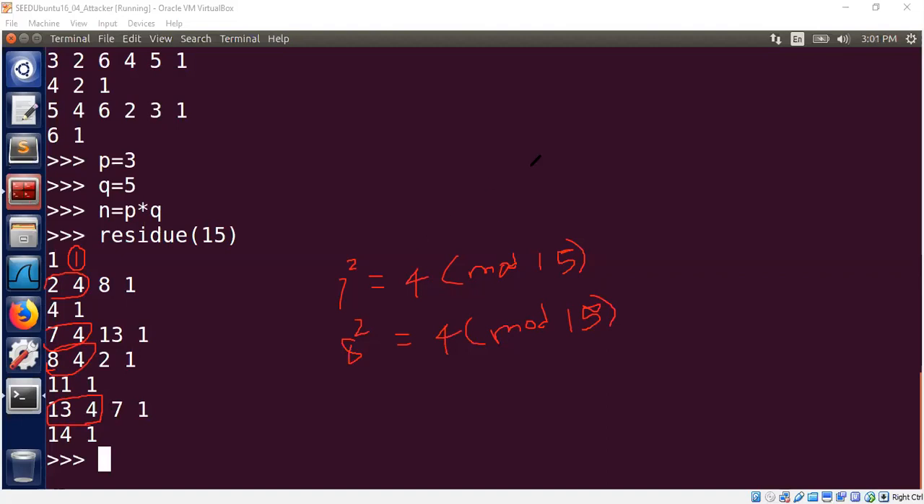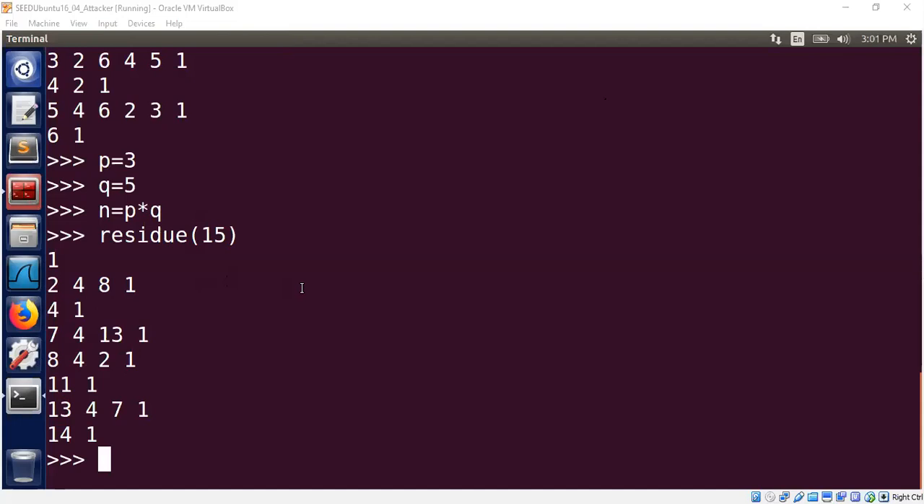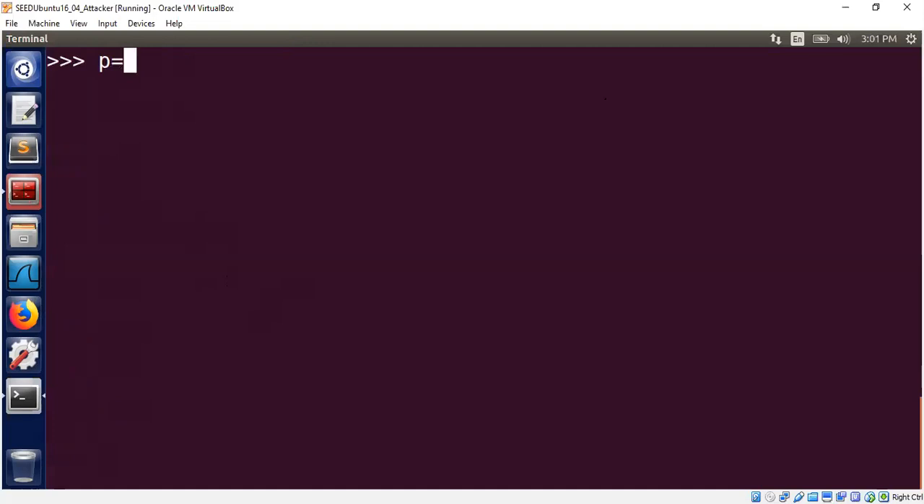Okay, let's try to see whether that pattern holds true for other numbers. Okay, so let me quickly change my p and q, right, and make it so, say, my p is 3 and q is 7.